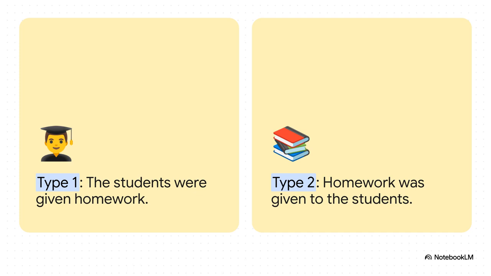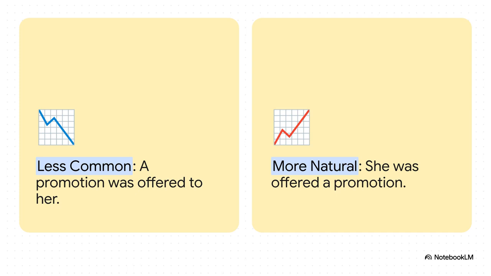So Type 1 promotes the person receiving the action, while Type 2 focuses heavily on the object being transferred. And honestly, both are grammatically perfect. But here is where we separate the intermediate learners from the true C2 masters. Check out the difference between a promotion was offered to her versus she was offered a promotion. While both are absolutely correct, native English speakers overwhelmingly prefer Type 1. Why? Well, because putting the human being, the indirect object, first simply sounds so much more natural to the ear. It just flows better, whether you're talking or writing.